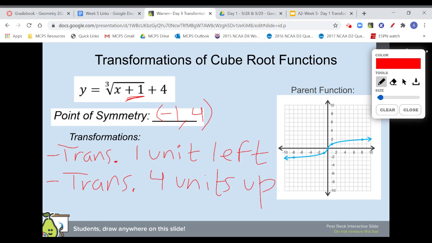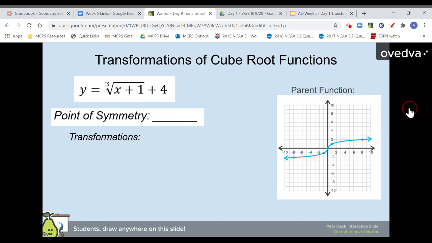Okay, and then last but not least, I go ahead and I graph -1, 4. And since there's no reflection, I just follow the exact same shape of the graph that I was given. And there we go. There we have it. Again, a rough sketch of that cubic. And so that's the last of this type of problem we're going to do.